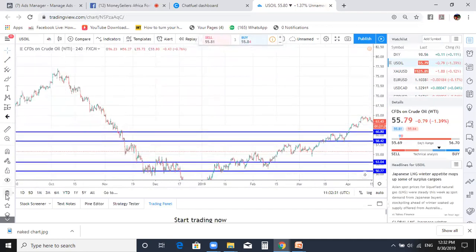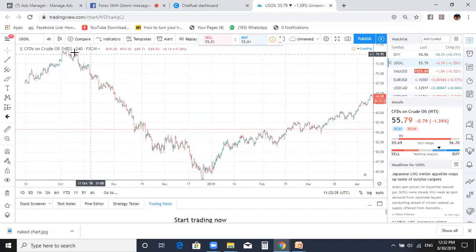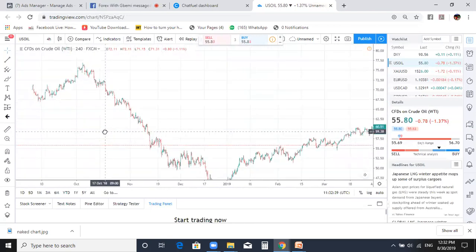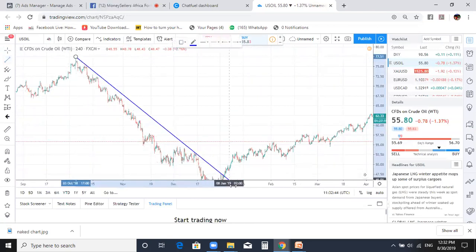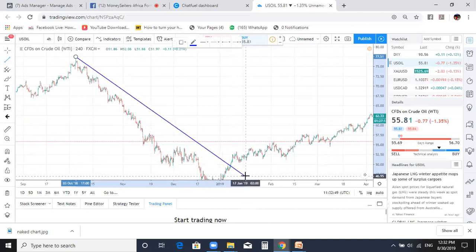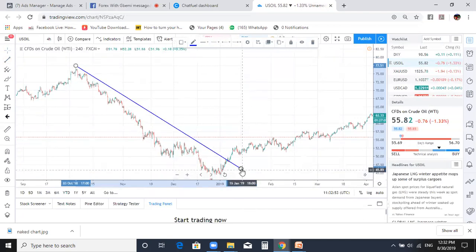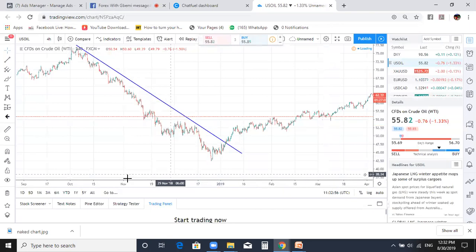Let me remove all the lines. Okay, so I look at this. This was a downtrending market. In fact, a strong downtrend market, because if you look at it, it was for a long while, and it really came down. It really dropped like that, for a long while. And let's see the number of pips and how many months.